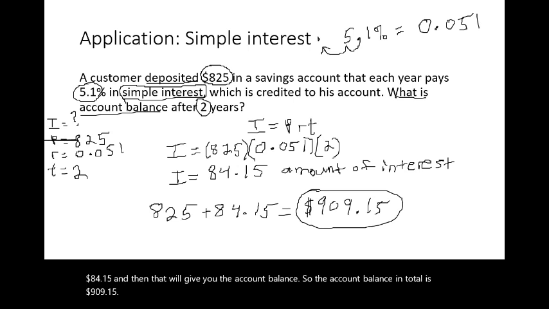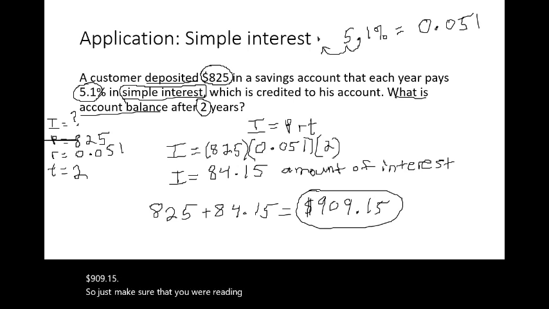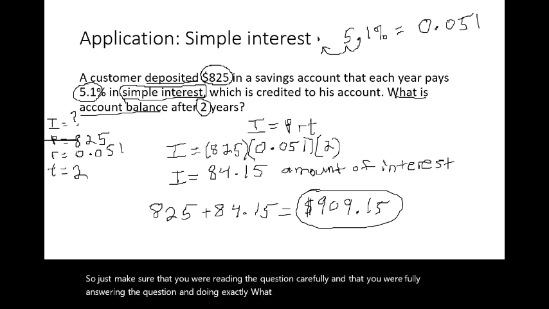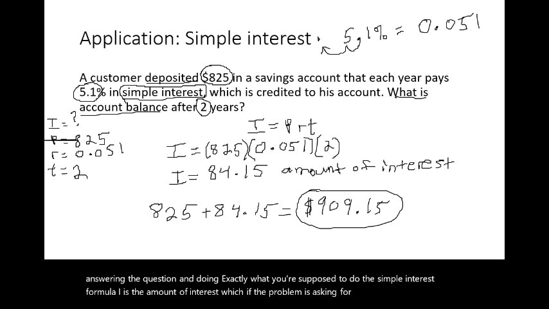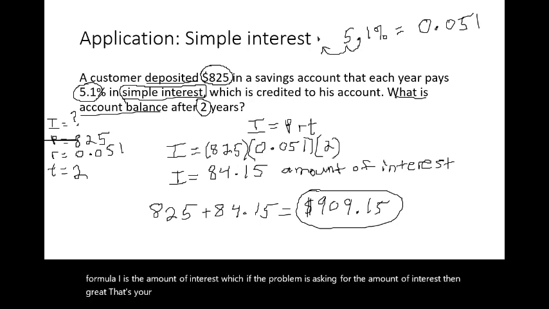So just make sure that you are reading the question carefully and that you are fully answering the question and doing exactly what you're supposed to do. The simple interest formula, I is the amount of interest, which if the problem is asking for the amount of interest, then great, that's your answer. But if the question is asking for account balance, you need to take the amount of interest and add it to the principal.